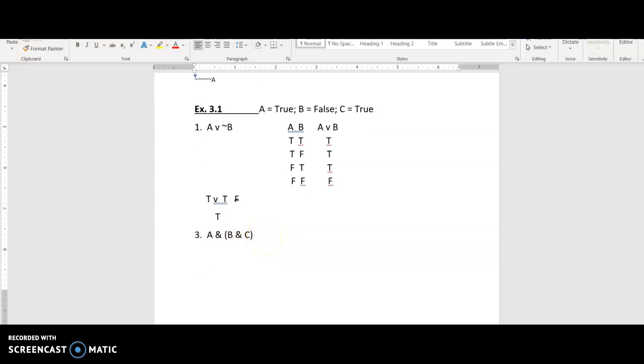All right, number 3. Let's go ahead and do the truth table for conjunction.